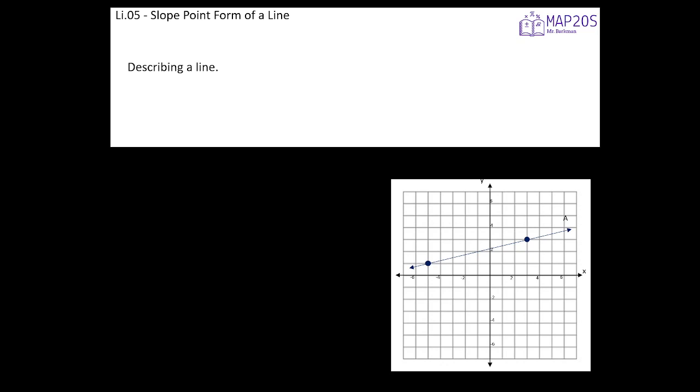All right, let's take a look at this lesson here. We're going to take a look at something called slope point form of a line. This is just another way of describing a line, and it's going to be a way of describing it mathematically. What is the relationship between the x and the y values that are represented with, in this case, a line, but we could also take a look at any pattern that we might have when we're describing it.